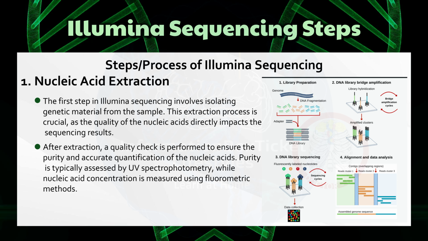Second, library preparation. Once the nucleic acids are isolated, they undergo library preparation, creating a set of adapter-ligated DNA fragments ready for sequencing. This process begins with DNA fragmentation, breaking the sample into smaller fragments through methods like mechanical shearing, enzymatic digestion, or transposon-based fragmentation. The fragments are then prepared for adapter attachment through end repair and A-tailing.